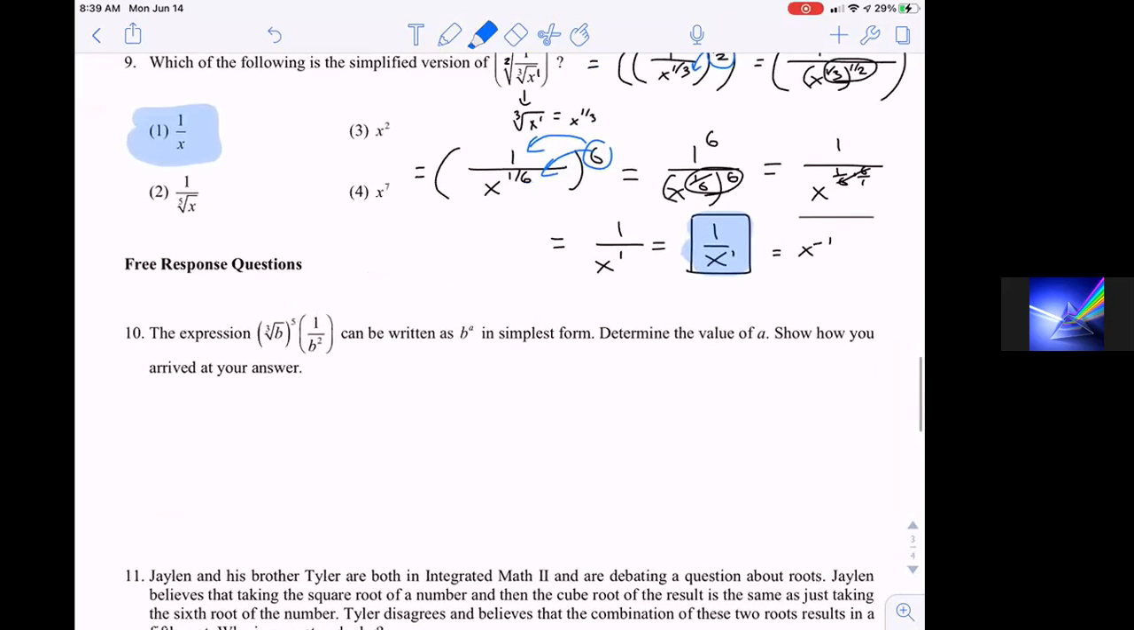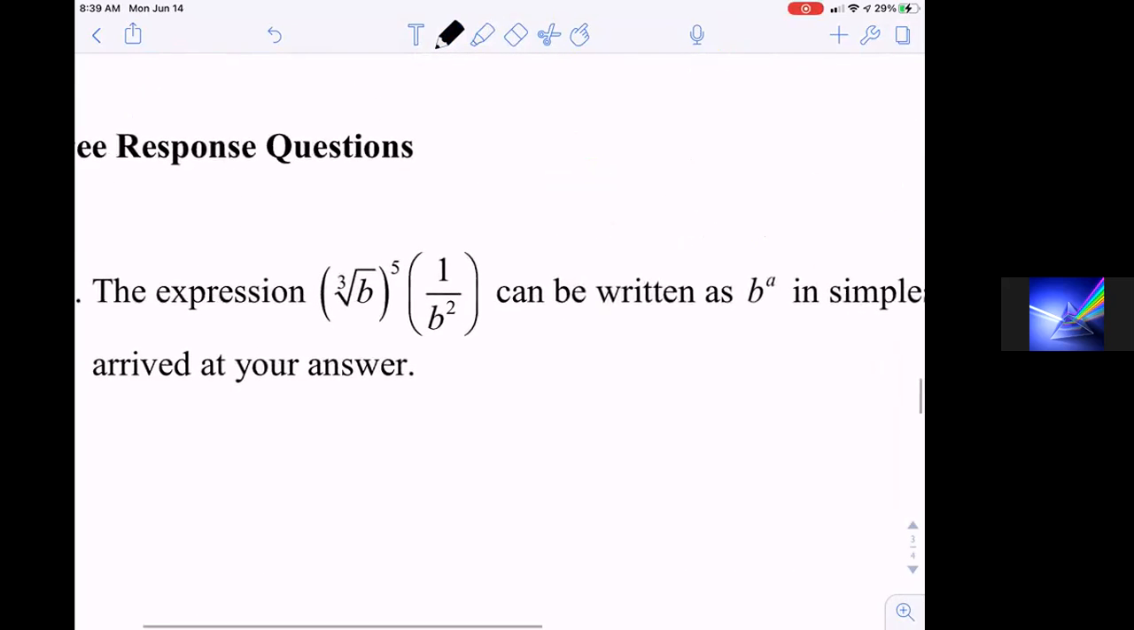Okay, in the expression, the cube root of b raised to the 5th power times 1 over b squared can be written as b to the power of a in simplest form. Determine the value of a, show how you arrived at the answer. Again, put everything in fractional exponents so that you can use your properties of exponents. So the nth root of x to the m power is x to the m divided by n.